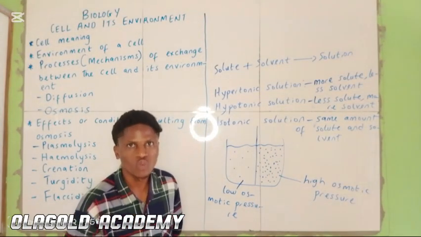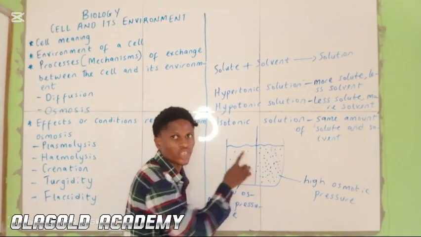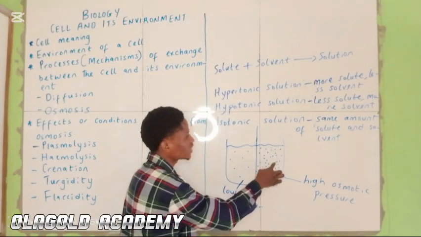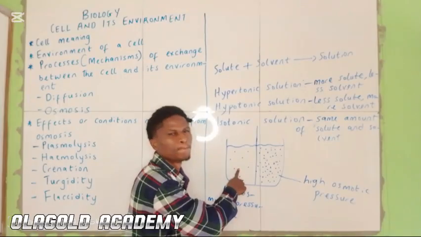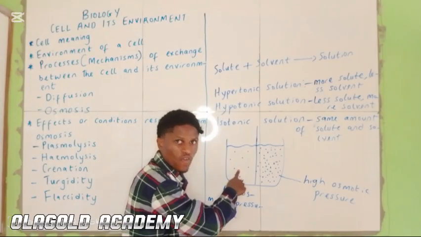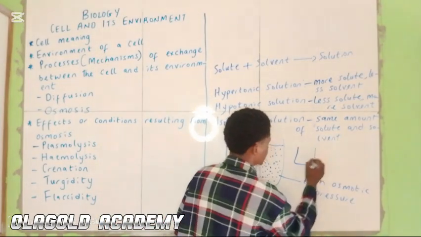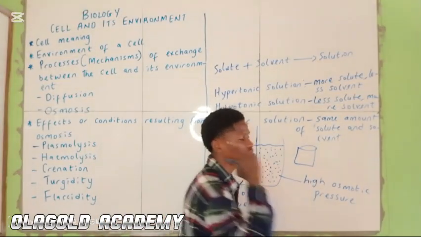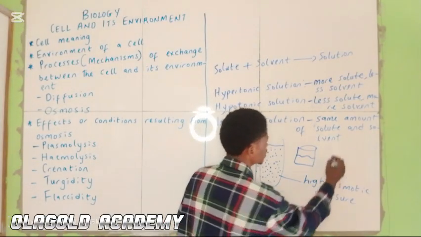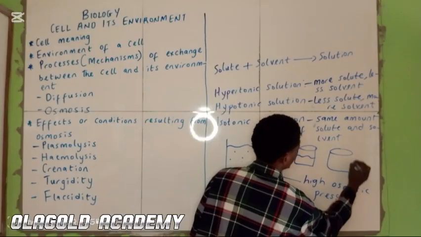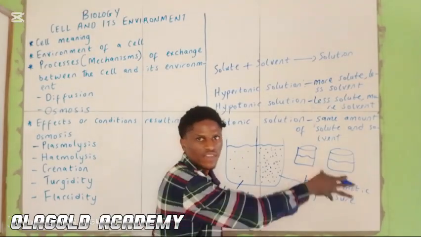Now, as we all know, this place contains more solvent than this side. I repeat, this side here contains more solvents than this side here. For example, you have a cup, and you pour water, and the water level is like this. Let me say they're having the same water level.